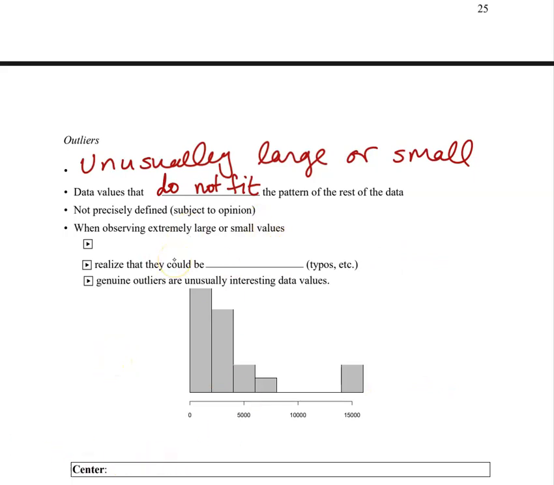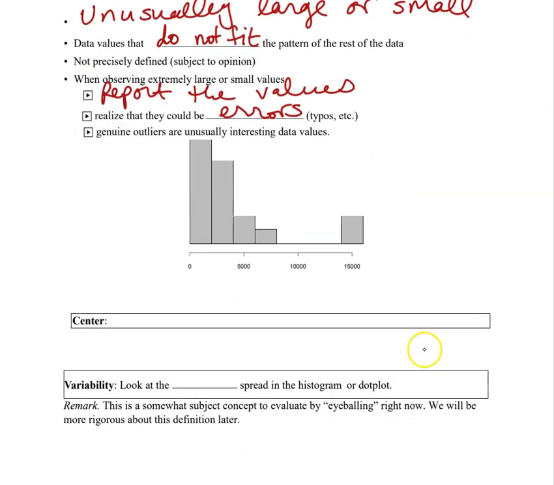For now, if you have a data value that looks like it doesn't fit the patterns, you can call it an outlier. And when you see that, make sure to report those values in your description. And also realize that sometimes outliers could be errors, and that'll happen. Like somebody might record a value incorrectly. Whereas if somebody weighs 150 pounds, they might put an extra 0 and make it 1,500 pounds. Obviously, somebody doesn't weigh 1,500 pounds. Genuine outliers, though, are usually very interesting data values to consider.